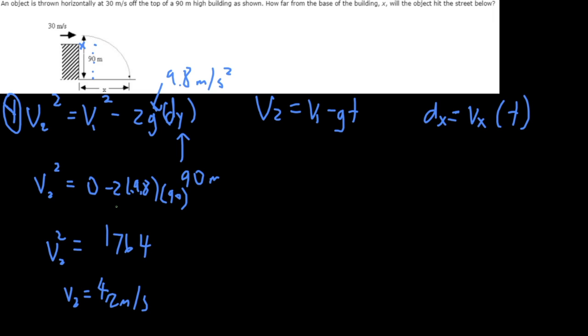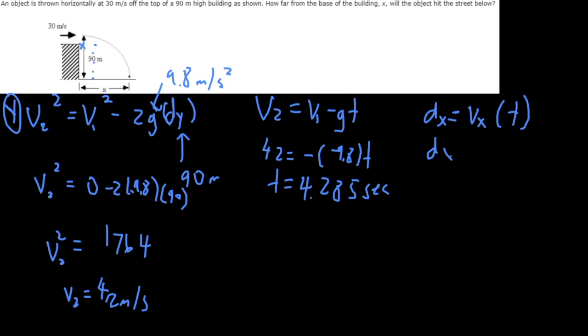Great. So now that you have this, we can use another formula to solve for time. So 42 equals v1, which we know is 0, plus negative 9.8 times t. So 42 divided by 9.8, we get time is 4.285 seconds. So that means it takes 4.285 seconds to drop this height. Now we know that before it hits the ground, it's going to travel for 4.285 seconds. So now you can determine the distance.